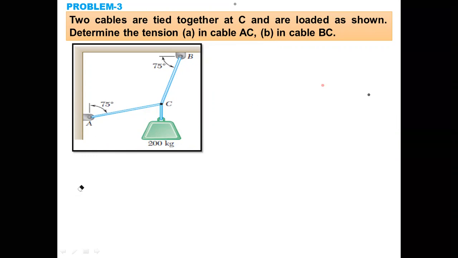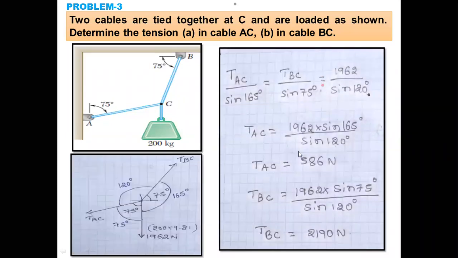Right? To determine the tension in cables AC and BC, here they have given two cables. One cable, BC, is making an angle of 75 degrees with respect to horizontal. In the same way, another cable, AC, is making an angle of 75 degrees with respect to vertical.